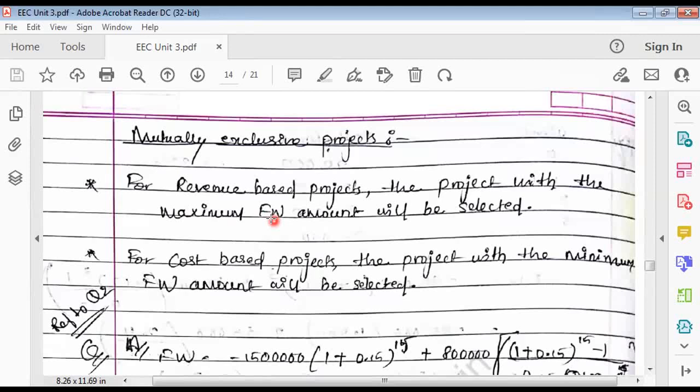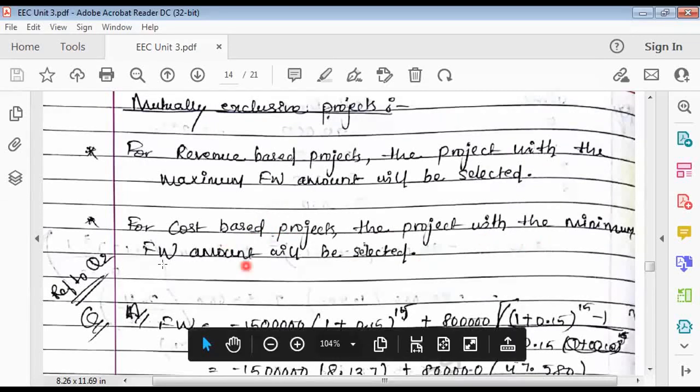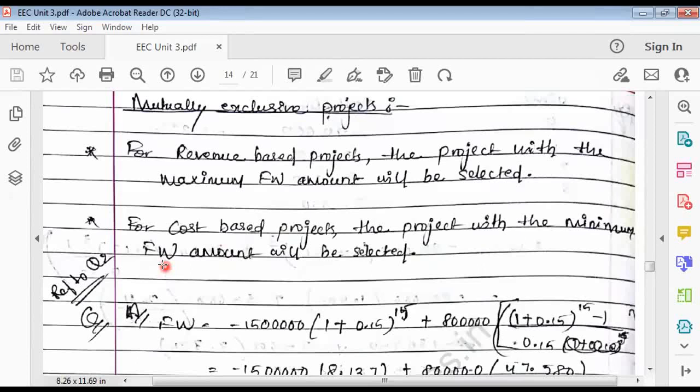So look at the question. If it is a revenue based question, then find out FW for all the projects and see which one is having the maximum value and select that one. But if it is a cost based project, the project with the minimum FW amount will be selected. That's what was exactly in case of present worth method. In present worth method also, for cost based case, the project with the minimum NPW amount should be selected.